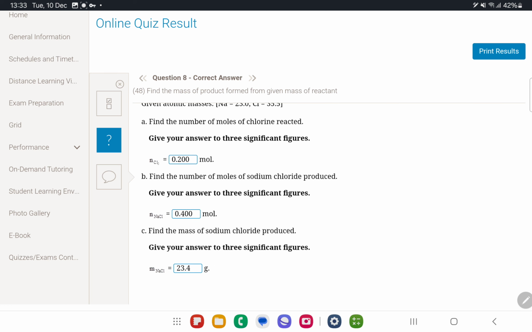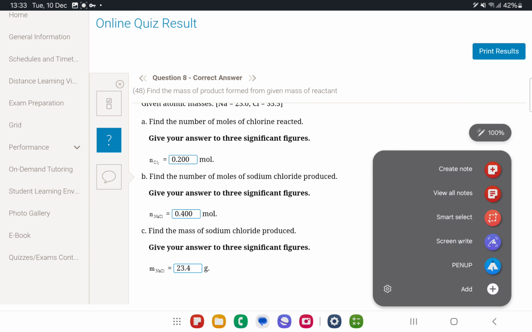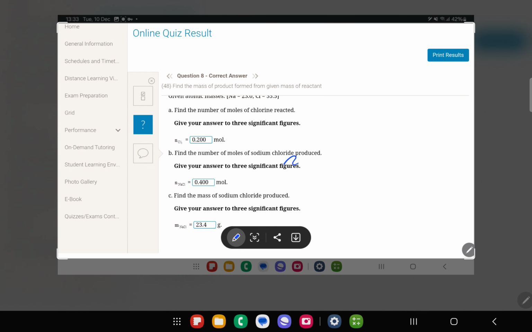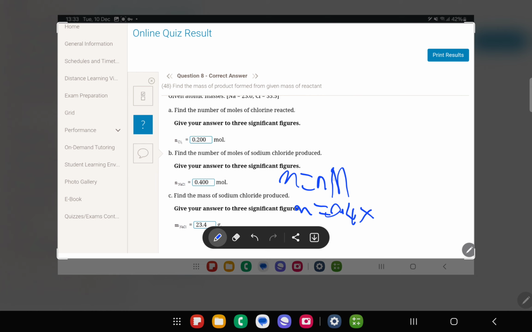Okay. For part C, this is simple. They want us to find the mass of sodium chloride. Since we already have the moles of it, we can just use this rule. We can use mass equals moles times molar mass. Now mass is the one we're trying to find. Moles is 0.4 times molar mass. What's the molar mass? It's covered, so 23 and 35.5.